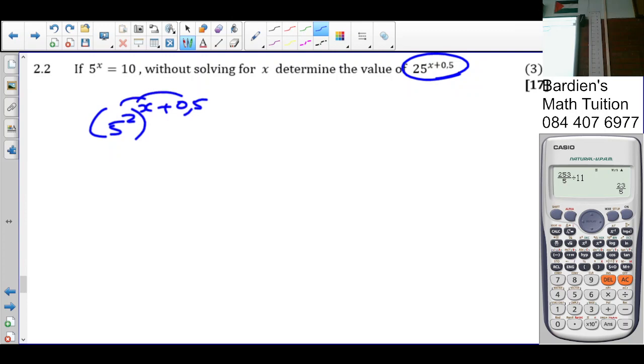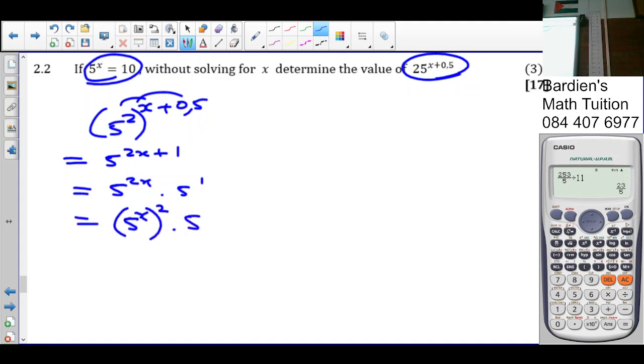Alright, 25 can be written as 5 squared, raised to the x plus 0.5. So let's get rid of the brackets. That's going to give us 5 to the 2x plus 1, which also can be written as 5 to the 2x times 5 to the 1. However, 5 to the x is 10. So, 5 to the x raised to the 2, times 5. But what is 5 to the x? 10. So 10 squared times 5, which is 100 times 5 is 500.